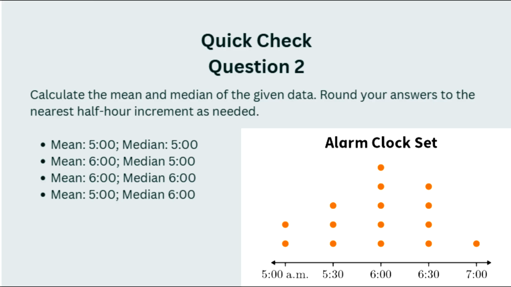Here's quick check question number 2. Calculate the mean and median of the given data. Round your answers to the nearest half-hour increment as needed.